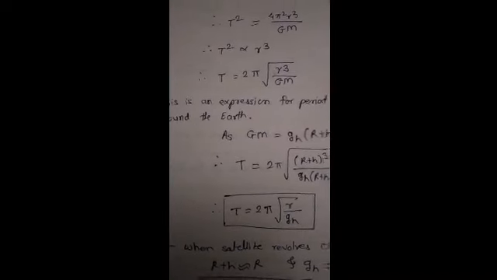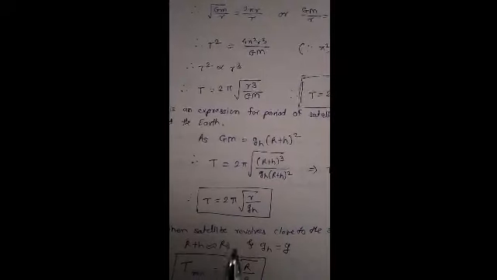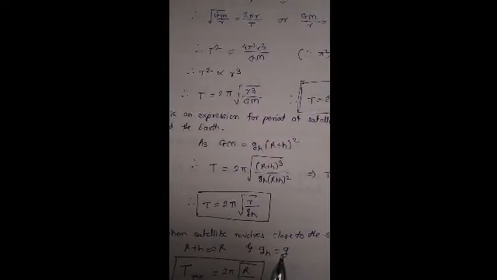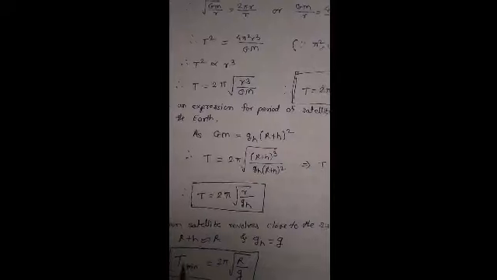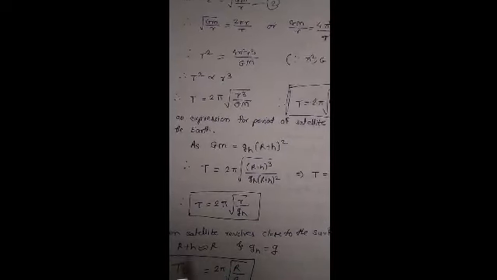When the satellite revolves close to the surface of the Earth, R plus h is nearly equal to R and g_h is equal to g. So the minimum period of revolution is 2 pi square root of R upon g. So these are the various formulas for the periodic time of the satellite.